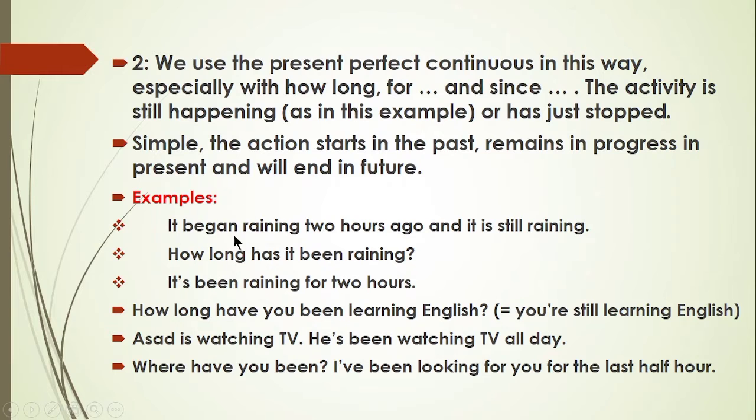For example, it began raining 2 hours ago and it is still raining. So the rain started 2 hours ago and it is still raining. It started in the past and still it is raining. So how long has it been raining? It has been raining for 2 hours. So here we are using present perfect continuous tense.